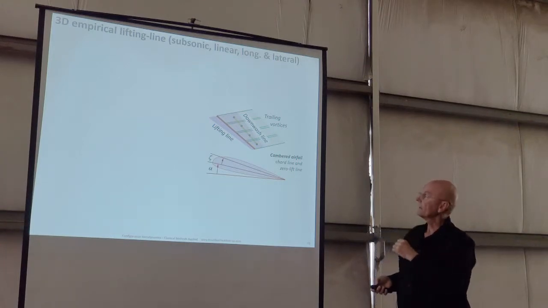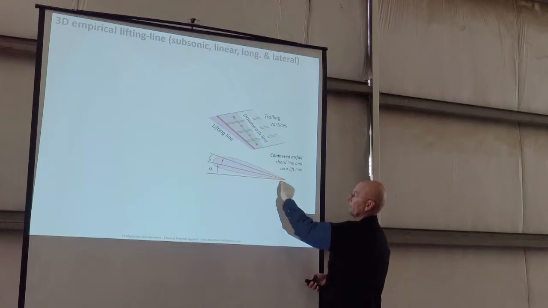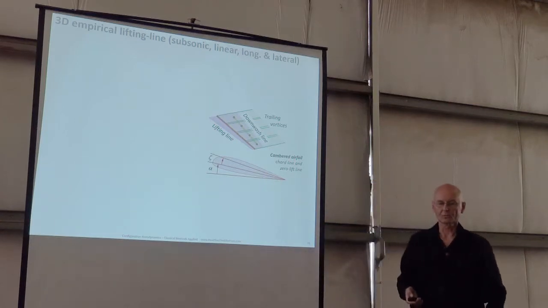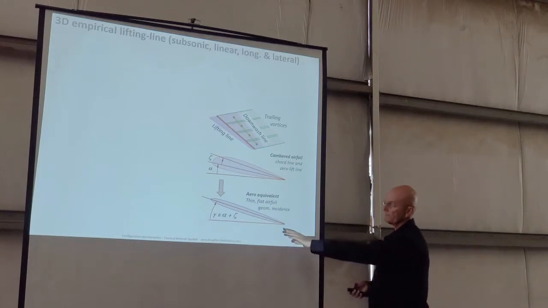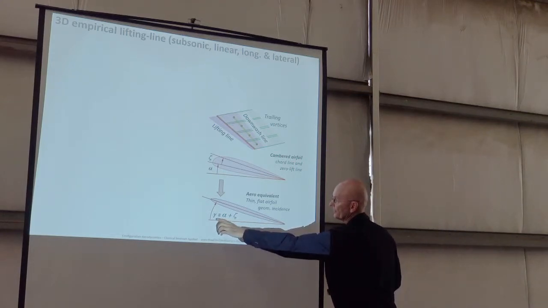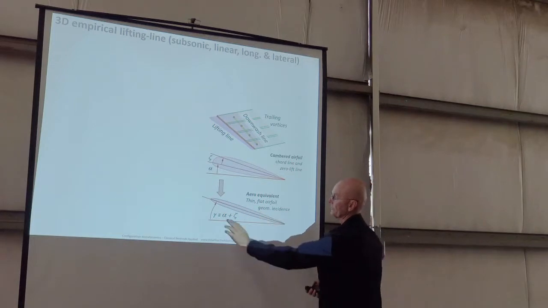So the boundary condition of that analysis is that the flow has to be tangent to the chord line of the equivalent flat airfoil right here. So there, once again, we have gamma, the geometric incidence of the equivalent flat airfoil, which has to be alpha plus zero.